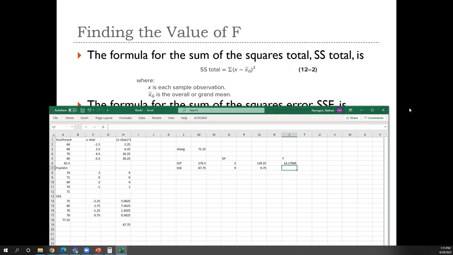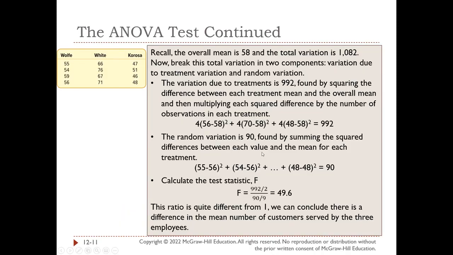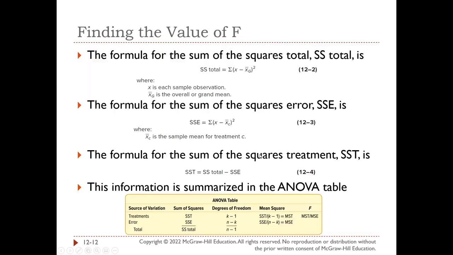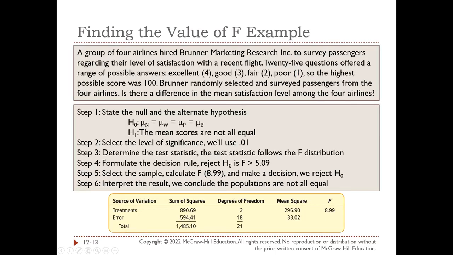So, I would say go ahead and try to do it this way, the SST and the SSE. It's a little bit easier that way. Again, variation of treatments and random variation actually comes out to these two. Just different names.